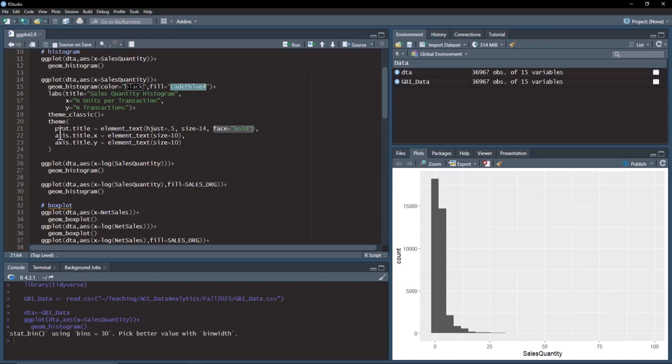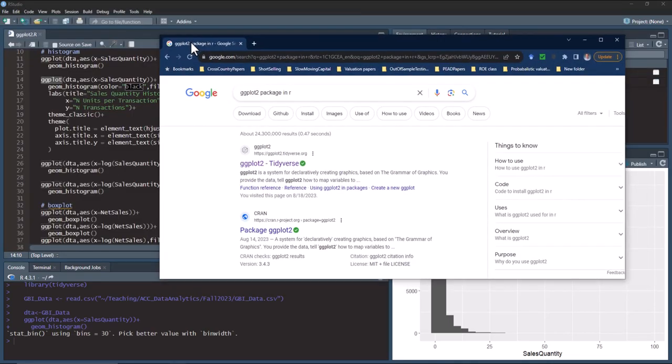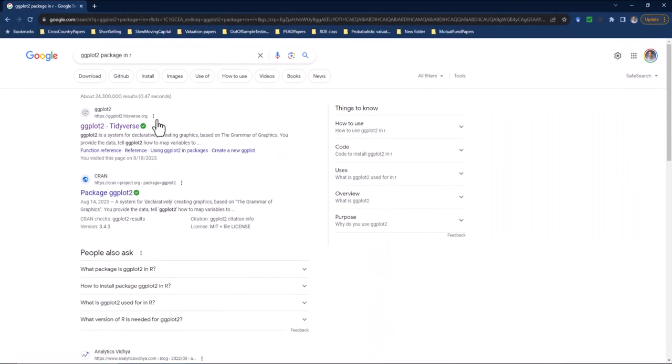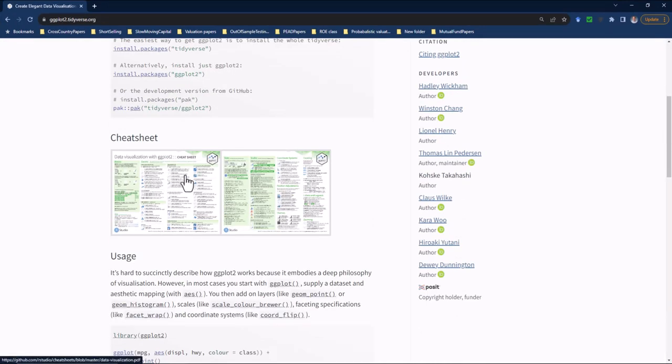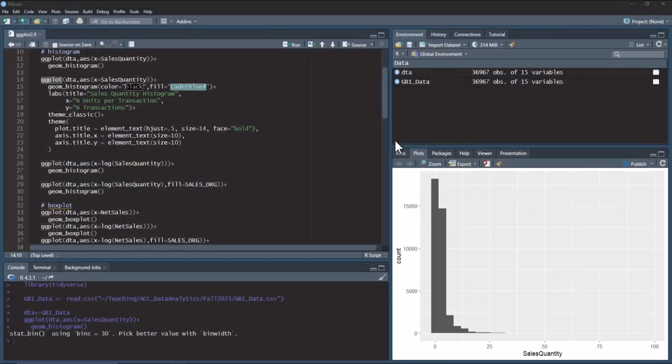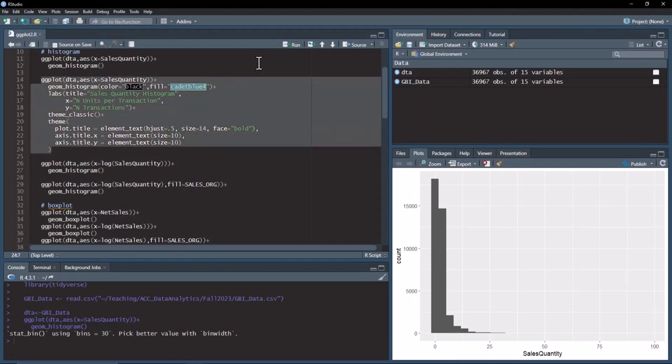There are other things. If you look up the ggplot2 function, package, that's part of the tidyverse set of packages. So you could go here and you can look and see the cheat sheet as well as a bunch of options that are available. All right, so what does this look like when we make all these changes?